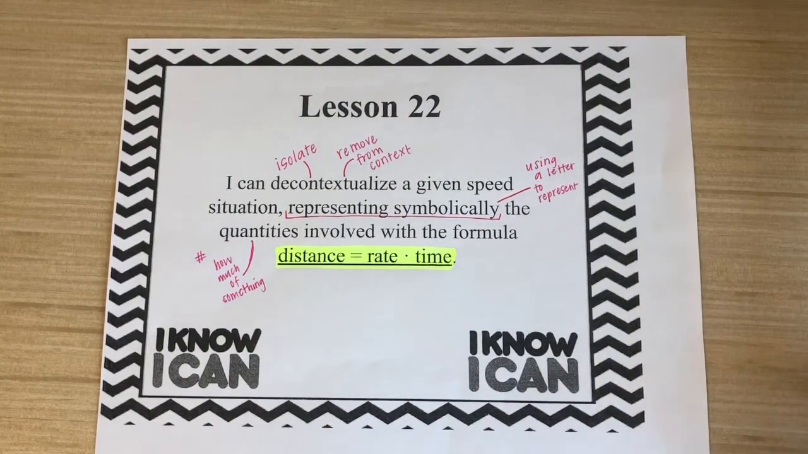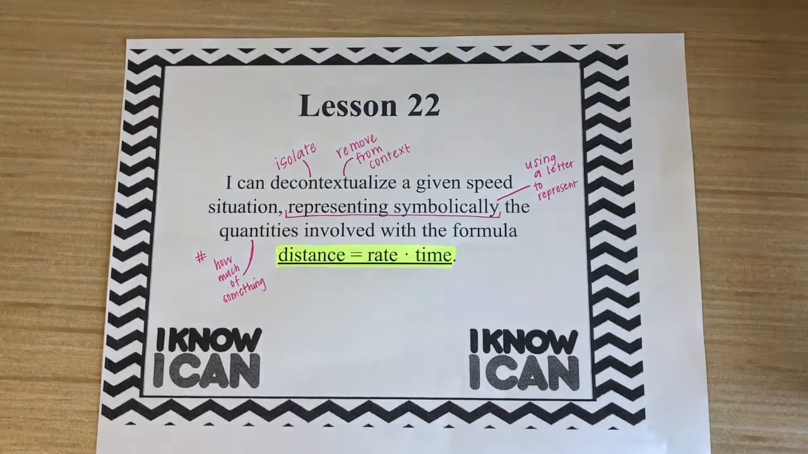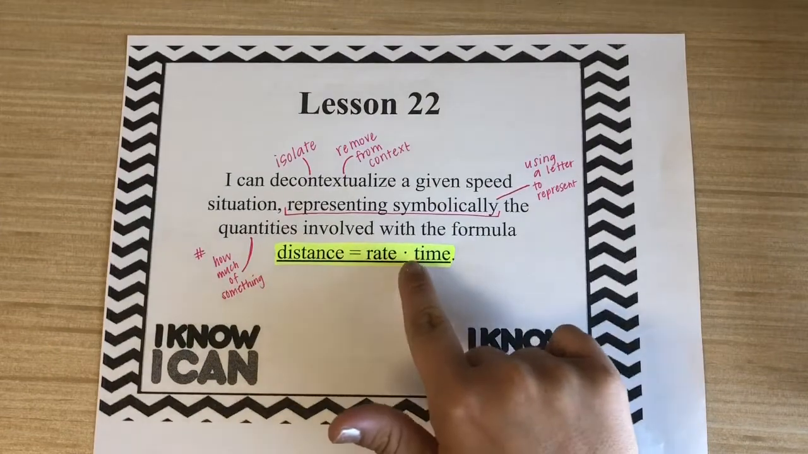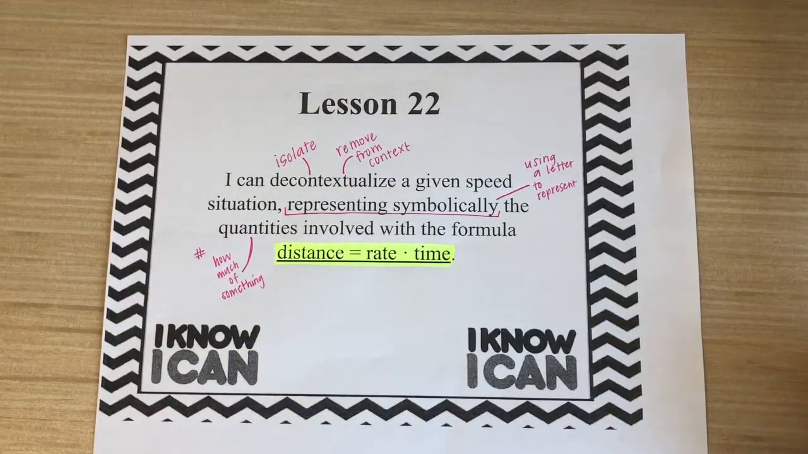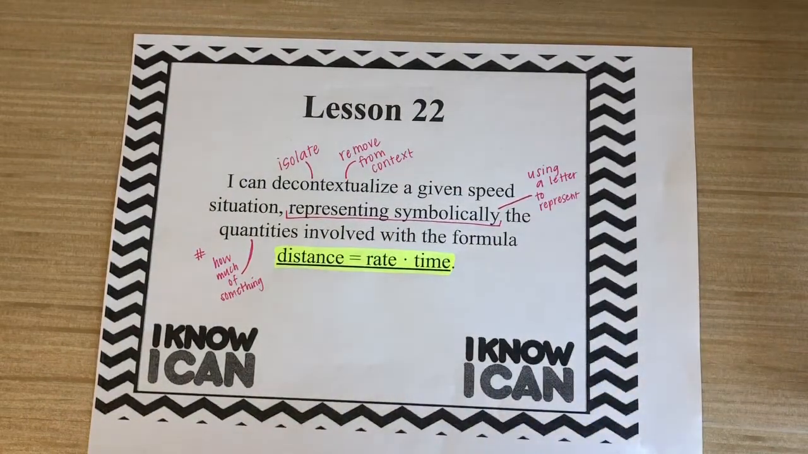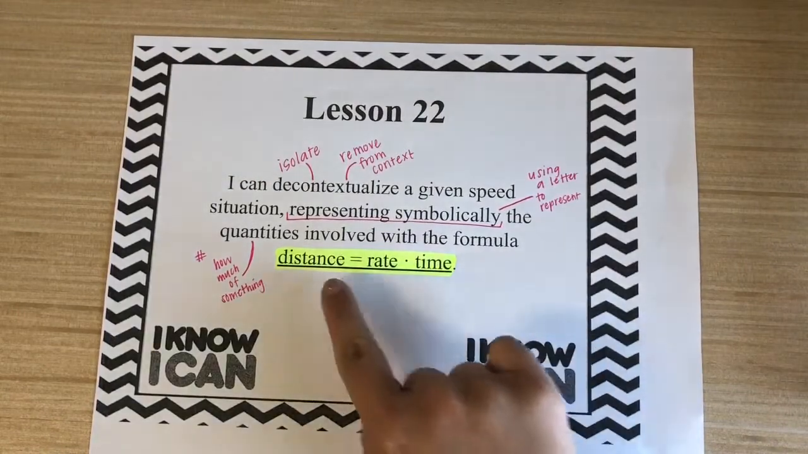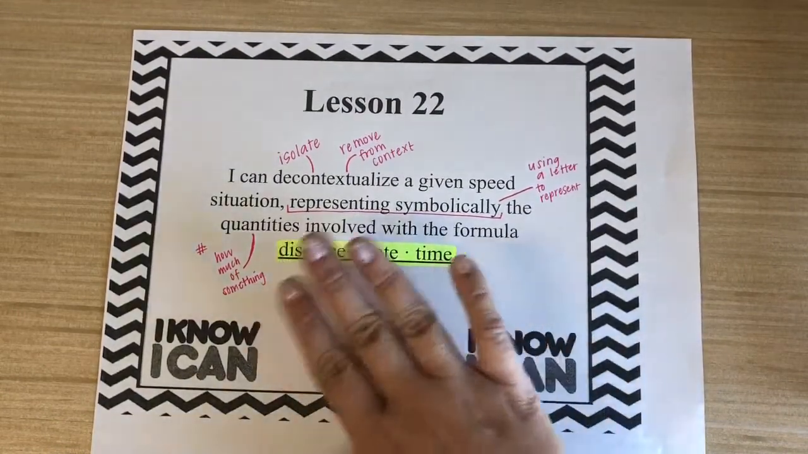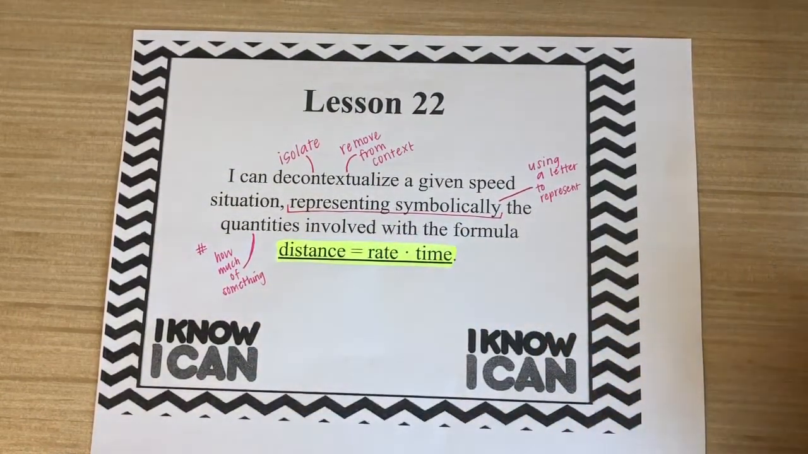representing symbolically, so like using a letter or a symbol to represent something, the quantities involved with the formula distance equals rate times time. So what all this basically means is we're going to be looking at word problems that involve how fast something goes, how fast something moves, and we are going to be using this formula. Distance equals rate times time, and I'm going to talk about that more in just a second.